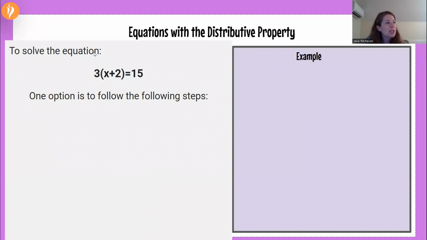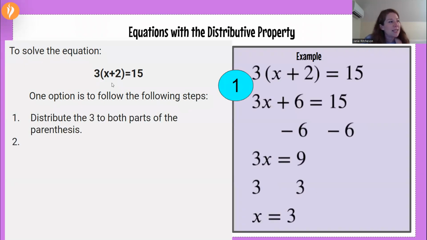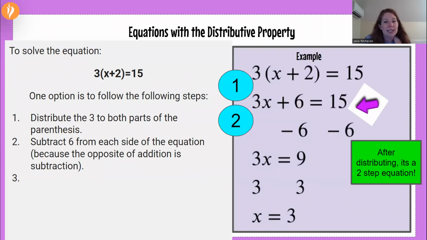All right, what happens when you see a problem like this? Well, I did one earlier. The only way to get rid of those parentheses is by using the distributive property, right? So step by step on the slide deck that you all have access to, they're going to distribute that 3. 3 times x is 3x. 3 times 2 is 6.